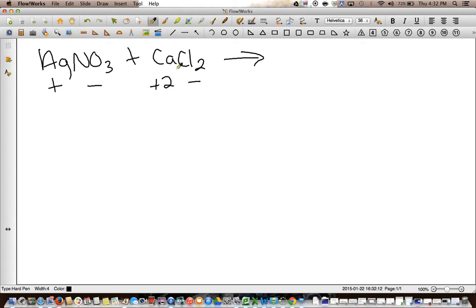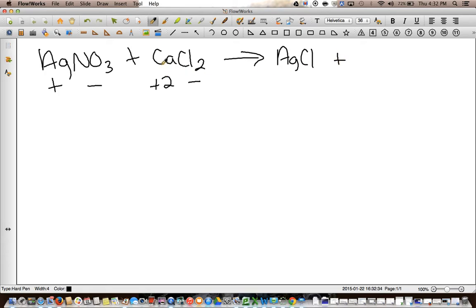So on the product side, silver is going to go with chlorine. Do not look at this number. Just look at the charges. Silver's a positive 1, chlorine's a negative 1, so it's AgCl. Okay, this 2 was when it combined with calcium. That doesn't mean chlorine's a 2, that means just how it comes together with calcium. So just look at your charges.